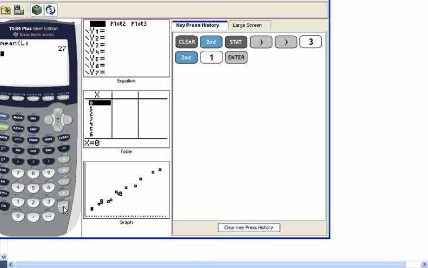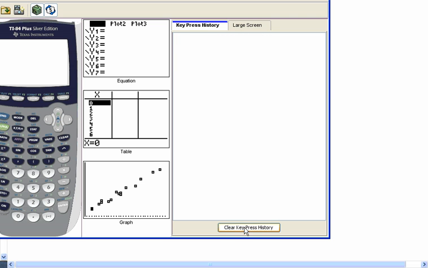Then I'm going to do the same thing, and here's a quick way to redo the same thing. Let me clear the key press. If you press second enter, it'll redo what you just did. And the only thing I have to do is arrow back to L1 and put in L2. And L2 is right above the 2. So second and 2, enter. And there's my average heartbeats per minute, 82.375.